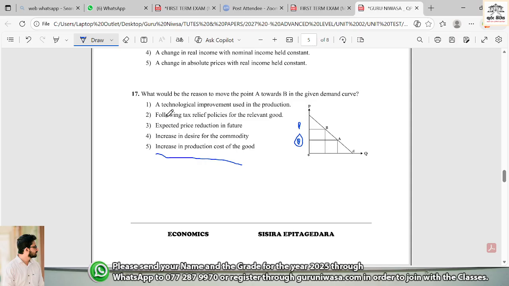So the most appropriate answer is the fifth one. If you want, write it down. Excuse me, sir. Yes. Sir, expected price reduction in future also affects demand, right? Demand also, yes. But here, the demand curve, right? Do you think that if the demand curve shifts to the right side or left side, can point A move to point B?